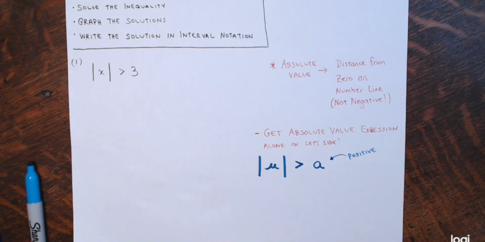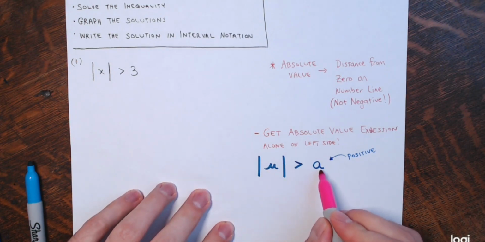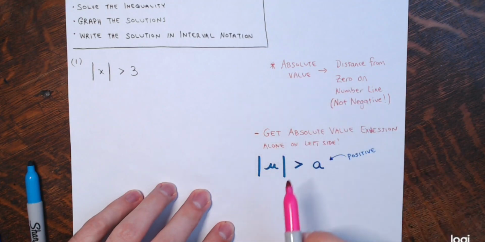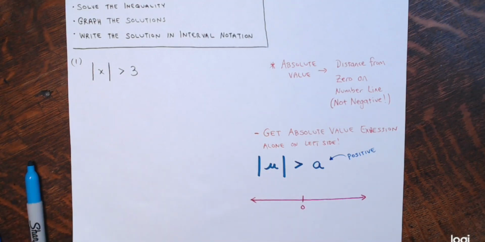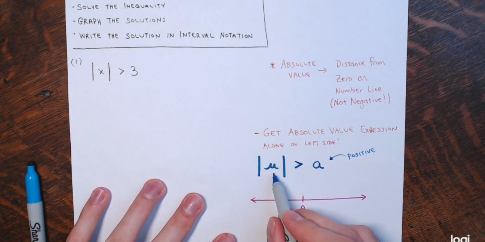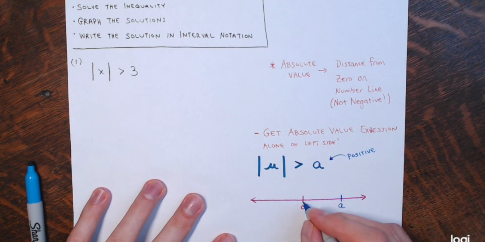I'm saying the absolute value of U is more than A, and if you think of absolute value as distance from 0 on the number line, say here's a number line, here's 0, and what numbers have an absolute value of A? Well, that would be A, A being positive, so to the right of 0. That is A units from 0, so it has an absolute value of A. But so does the opposite of A. That's also A units from 0.